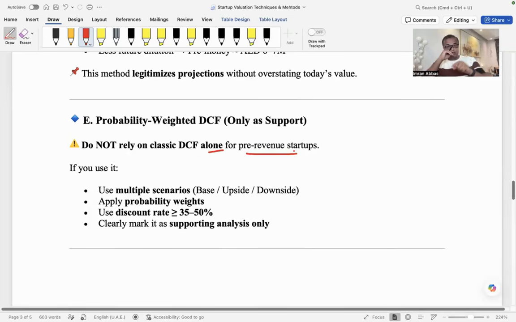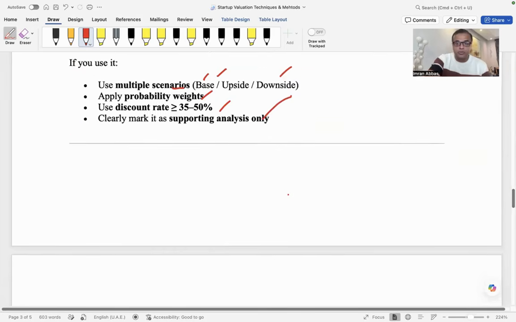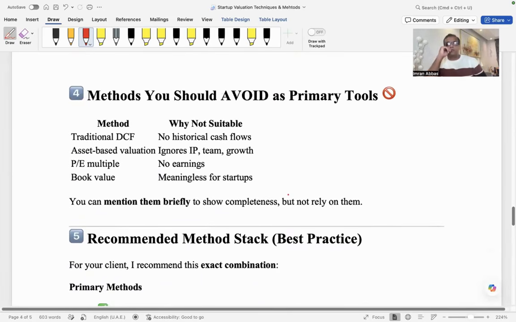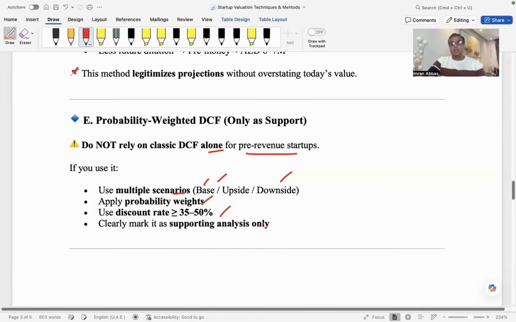Not only should you apply the DCF method on pre-revenue companies. Please make this very clear, because this is a total misunderstanding prevailing in the market. People do not understand, and after 6 months or 1 year they do the company valuation based on only DCF, which is totally wrong. If you want to use it, you can use it for multiple scenarios: base case, upside, downside, applying probability weights. Okay, you discount 35%, clearly market-supporting analysis only.